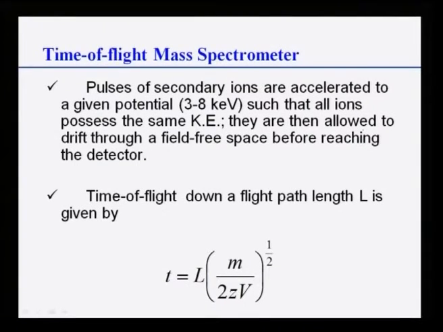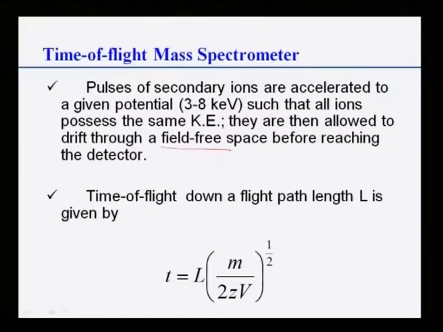As you know, the ion gun creates secondary ions, and pulses of secondary ions are accelerated through a given potential, of the order of 3 to 8 kilo electron volts, such that all the ions possess the same kinetic energies. Then these ions are allowed to drift through a field free space. Remember, after the secondary ions are accelerated, they drift through a field free space. We are not applying any magnetic or electrostatic field before reaching a detector.